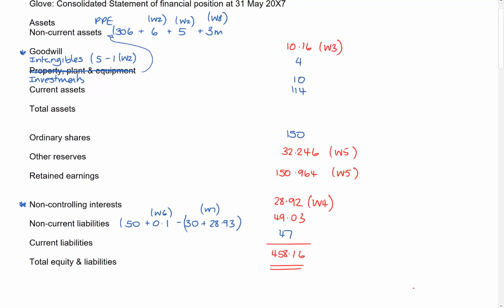Our non-current assets, 306 plus 6 plus 5 plus 3. Non-current assets is 320 plus 10.16 plus 4 plus 10 plus 114. And that adds up to 458.16. Now it could be that I'm just having a lucky day.